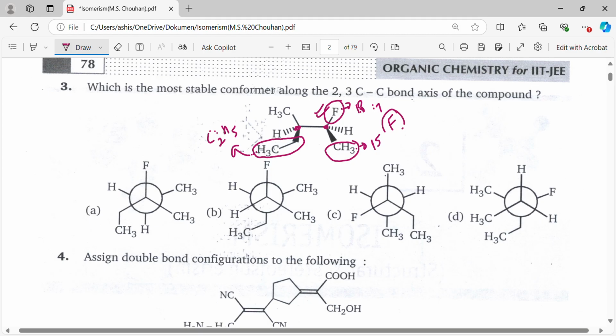So we can say the stable conformer will be that conformer in which the ethyl group as well as the fluorine group are at maximum dihedral angle, or we can say at maximum distance. So at 180 degree dihedral angle between C2H5 and F, C2H5 and F should be at anti position. That conformer will be the most stable. So fluorine and C2H5 are present at which angle? That is 180 degree dihedral angle, meaning anti position to each other. That's why our answer will be B.